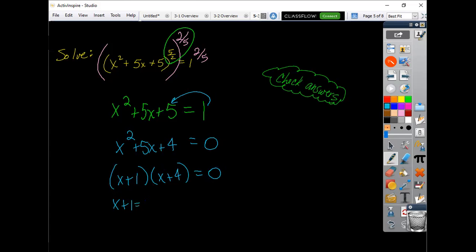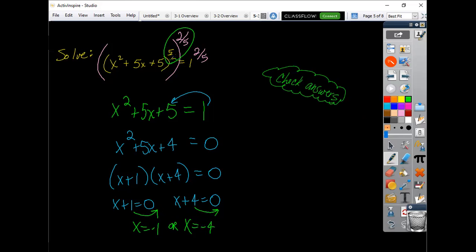Setting your factors equal to 0 and undoing your operations. So that one would give us x equals -1. When we subtract the 1 on both sides and subtract 4 on both sides, x equals -4. So one of those two solutions. But remember, on these, especially with the weird exponents, and the 2 in the denominator right there does mean a square root, you usually need to check those.